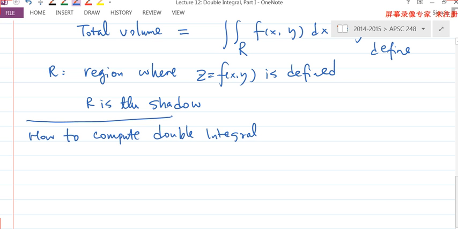So now let's use this idea here to get certain formulas.